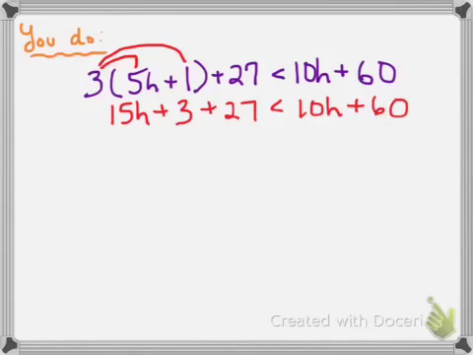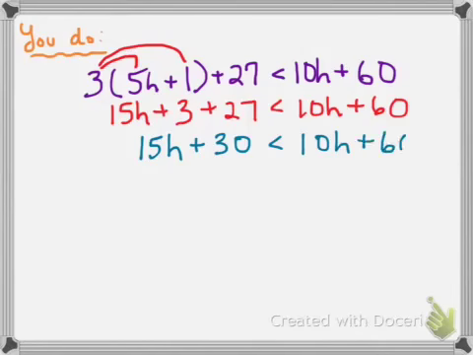The next thing I want to do, if I can, is to combine like terms. So I see that on the left side I can combine the 3 and the 27. So on the left side we'll have 15h. I know that 3 plus 27 is 30. Bring down the rest of my inequality.